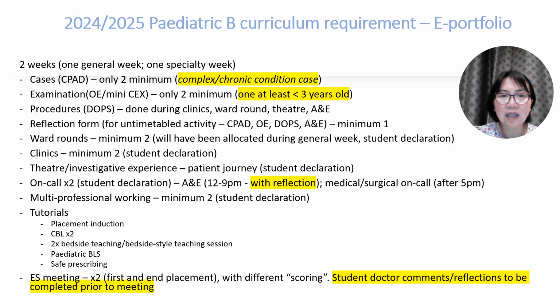5. Attended and student declared with brief summary of minimum of 2 ward rounds. Attended and student declared with brief summary of minimum of 2 clinics. Attended a theatre session and following a patient journey and complete with a student declaration. To do 2 student declarations with brief summary of experience for on-call and A&E sessions. And finally, have attended 2 multi-professional working sessions complete with a student declaration.